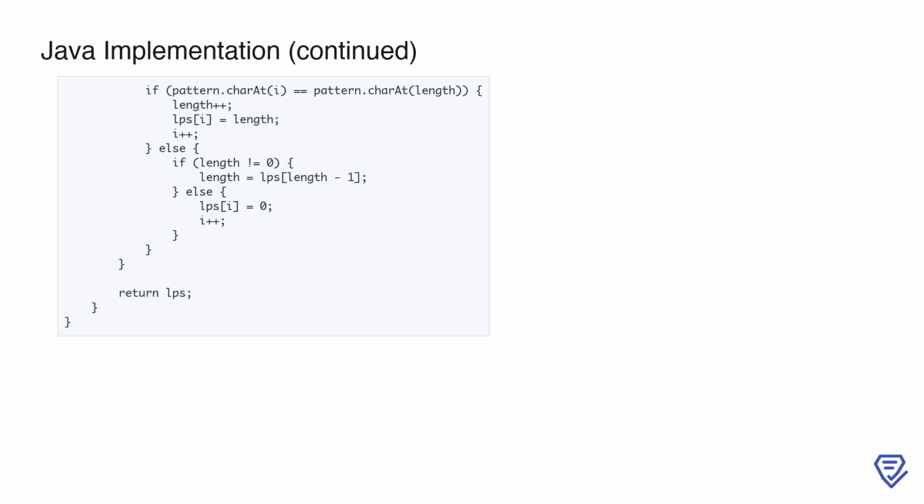If it does, we increment length, store the updated value in LPS[i], and move to the next character. If there's no match, we check if length is non-zero, in which case we fall back to the previous prefix length using the LPS array. Otherwise, we set LPS[i] to 0 and move forward. This process continues until the entire pattern is processed, and the completed LPS array is returned.